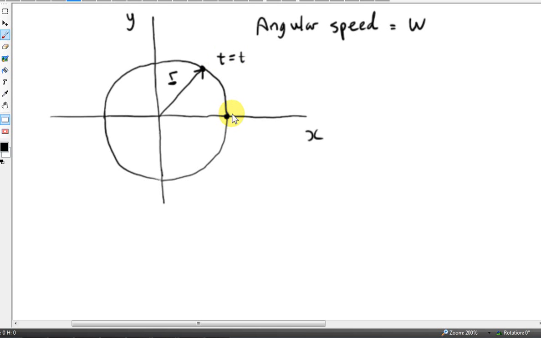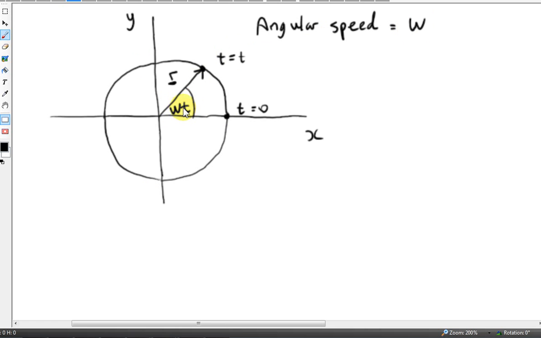Initially the particle is here. So t equals 0, the particle is here. Now, since the particle is moving at uniform or constant speed, its angular speed is constant. That means the angle that's swept out every second is constant. Let's call it omega. So in t seconds, the angle swept out will be omega times t.